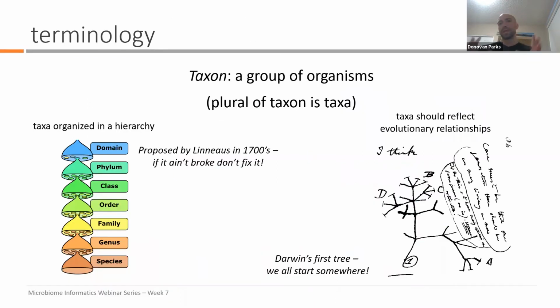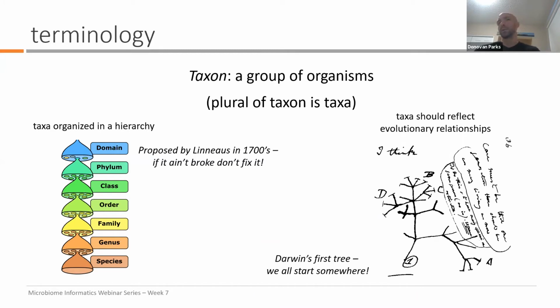Okay, so with that setting of the table, I just want to take us back to the very basics here, just to make sure we're all on the same page. So a taxon, in its simplest definition, is just a group of organisms, and the plural of taxon is taxa. So I'm going to be using those terms a lot in this lecture.